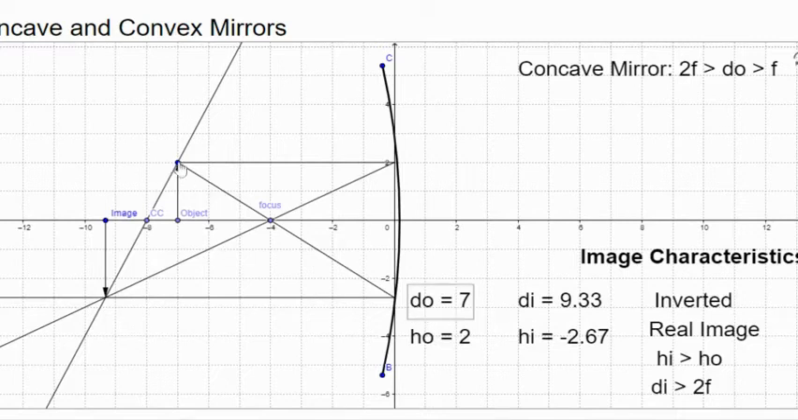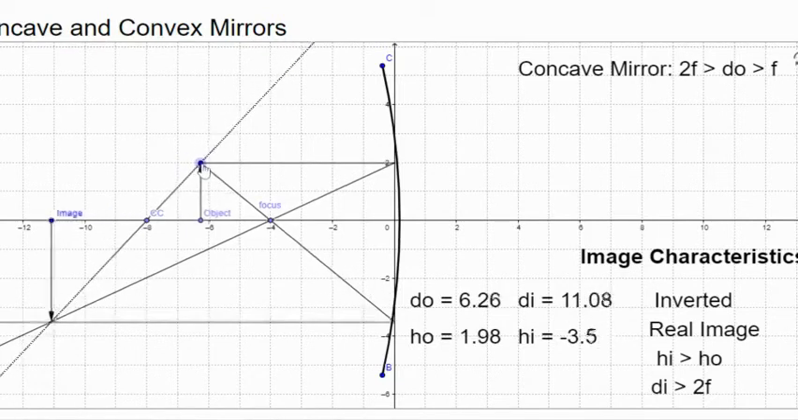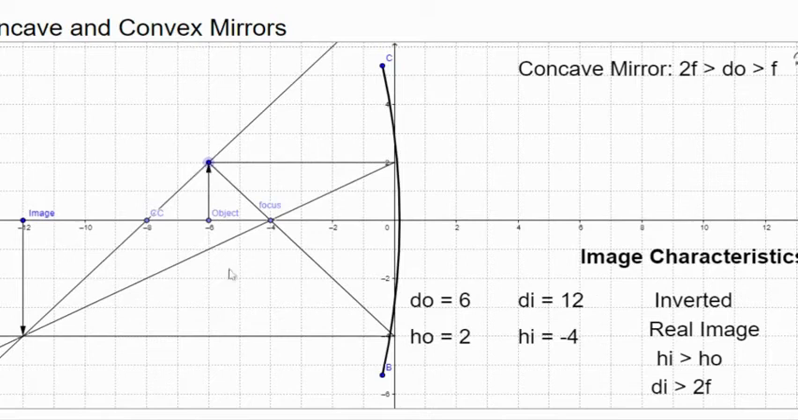And as I continue to move that object closer to the mirror, there we are at 6. Now you can see that the image is much farther from the mirror than the object. And the image is now twice the size of the object. Now I want you to notice something very interesting here. There's this neat symmetry to the way all this works out, okay?